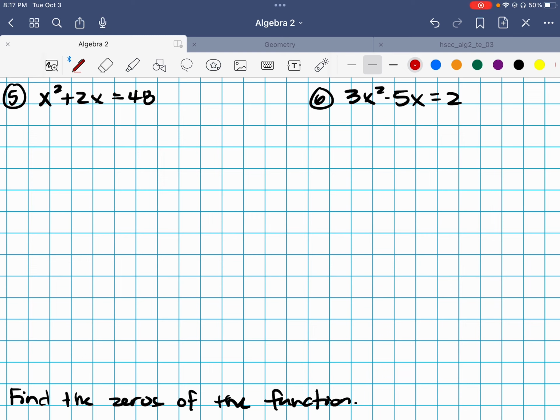First thing you want to do is set it equal to 0. So I'm going to get the 48 to the other side of the equation. Very similar to the graphing technique. And this is going to give us x squared plus 2x minus 48 is equal to 0. What this does is it sets it up so that we can use the zero product property.